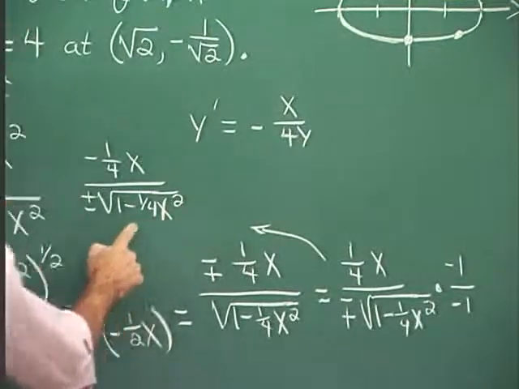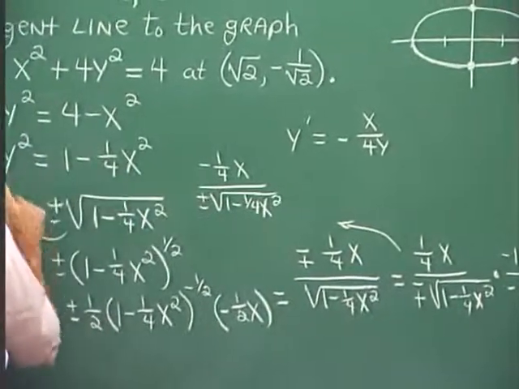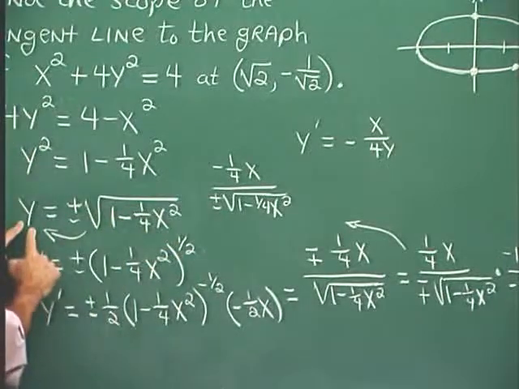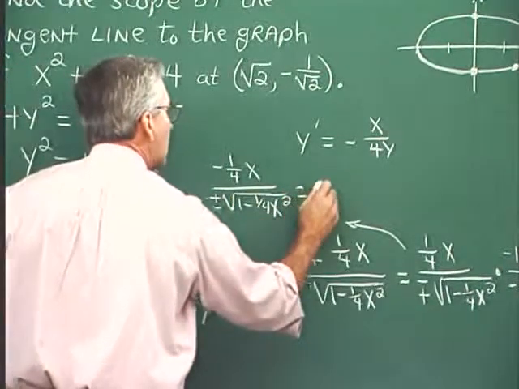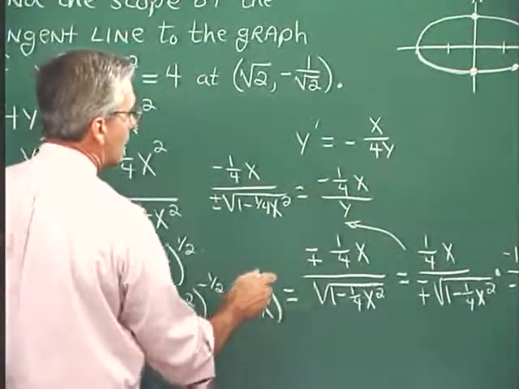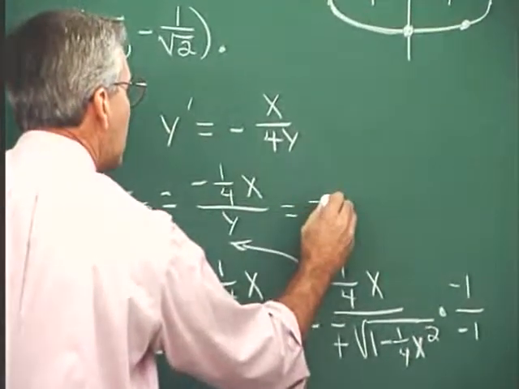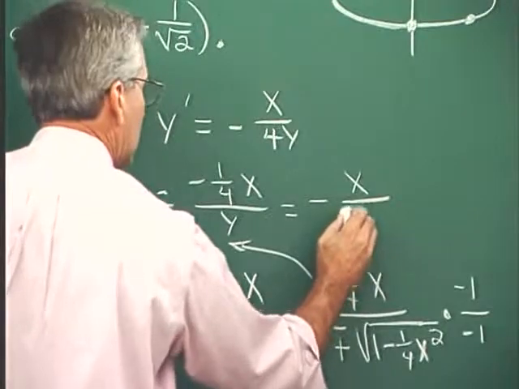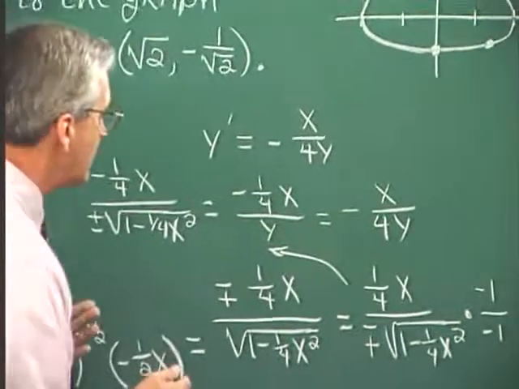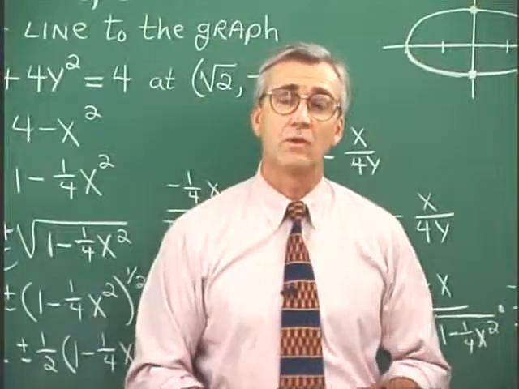And now this plus or minus square root of 1 minus 1/4 x squared, that's nothing but this. So this denominator is nothing but y. Okay, good. I've got -1/4 in the numerator, x over y. And multiplying by 4/4, it turns out that I get -x over 4y, just like that up here. So with an awful lot of manipulation, we could deal with the situation explicitly, but it was a whale of a lot easier if we deal with it implicitly.